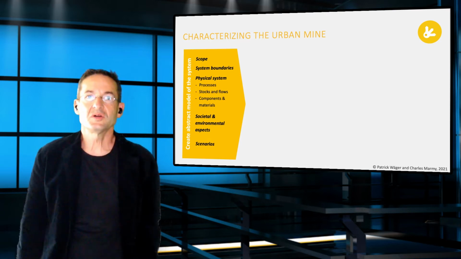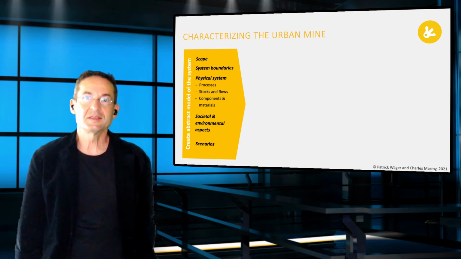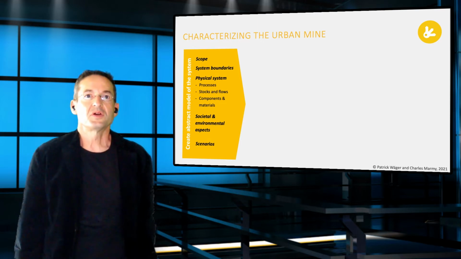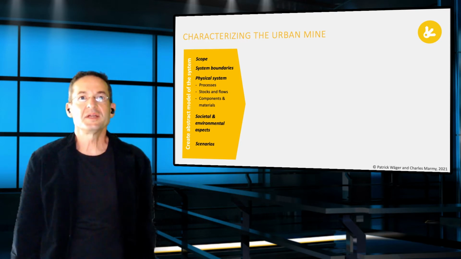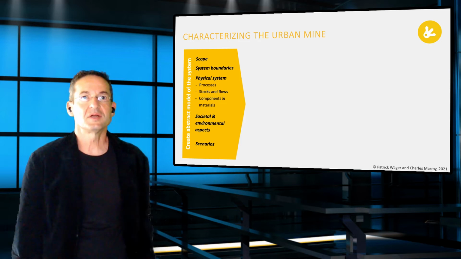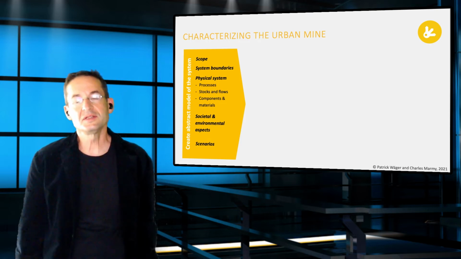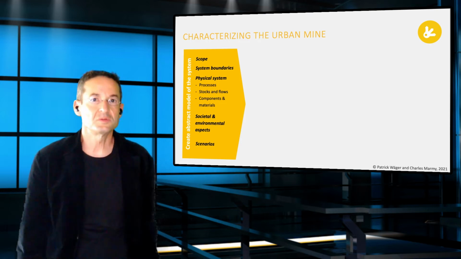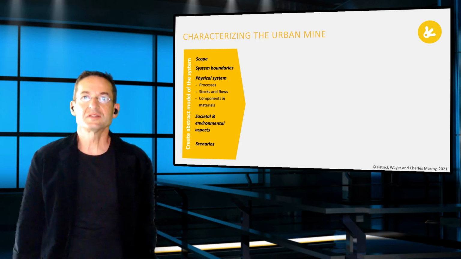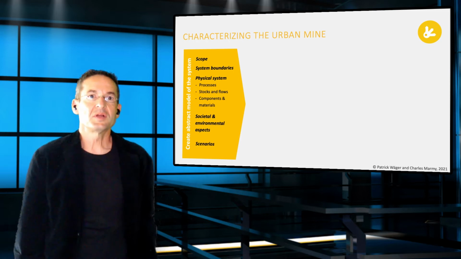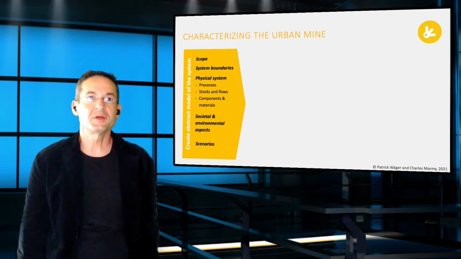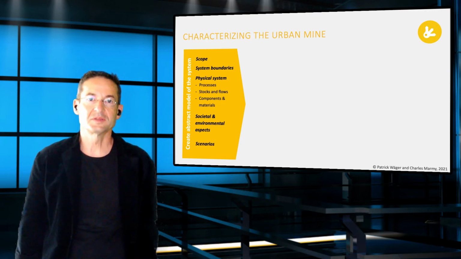The characterization of the urban mine in a strict sense typically consists of the following three steps. The first consists in creating a representation, an abstract model, of the system under investigation, including the definition of the scope, what are we looking at, the boundaries of the system, the relevant processes, stocks and flows, the relevant interactions with society, and the scenarios to be addressed to anticipate possible future developments.